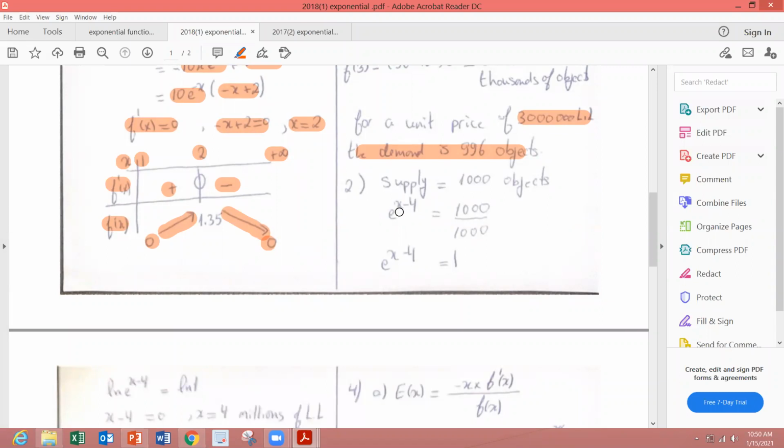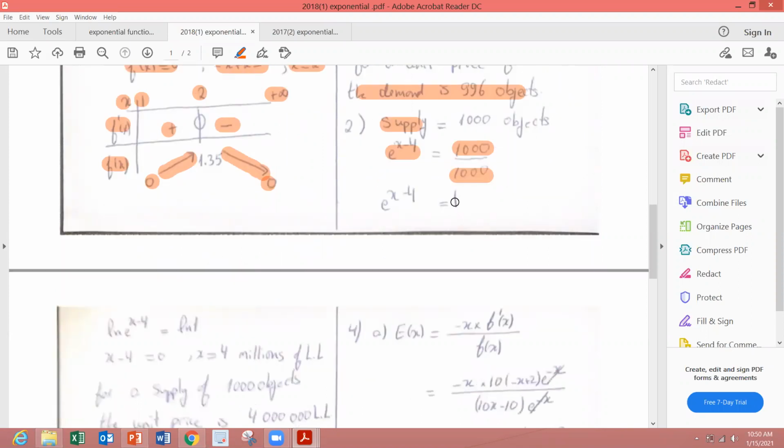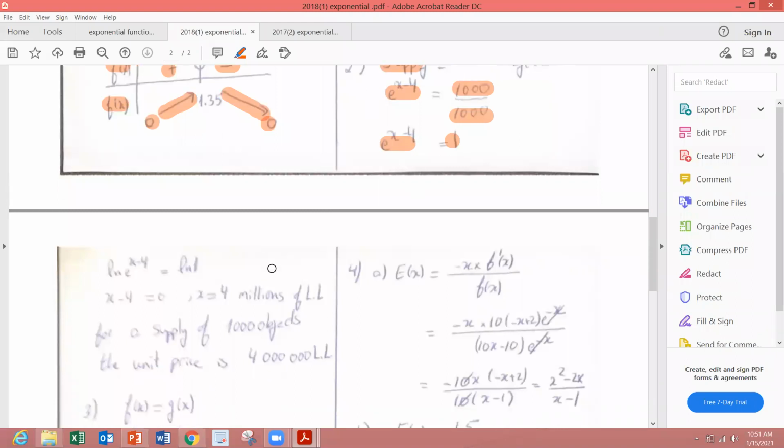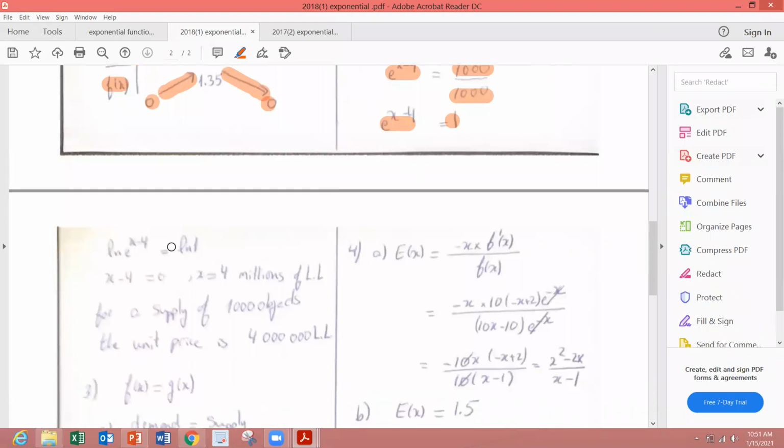Equals 1, meaning e to the x minus 4, which is the supply. Supply is gx equal 1000 divided by 1000. Why do I divide it by 1000? Because supply is in thousands. Okay. Then e to the x minus 4 equal 1. How to solve this equation? How do we remove the e? I put ln in front of 1. So I can say ln of e to the x minus 4 equals ln 1.